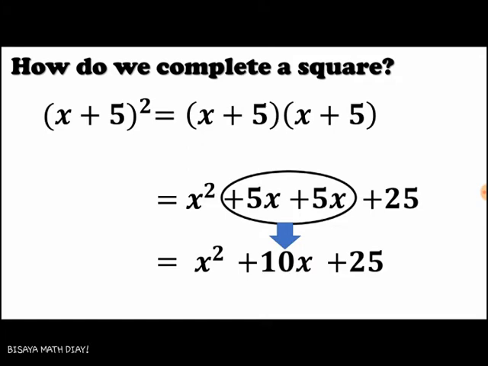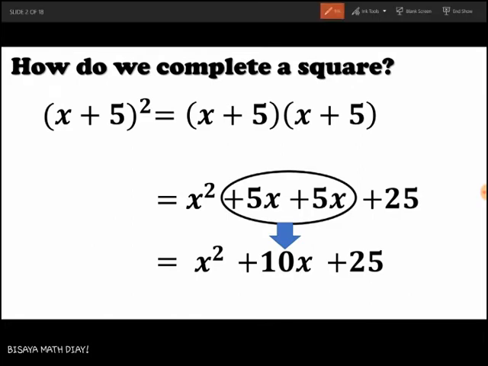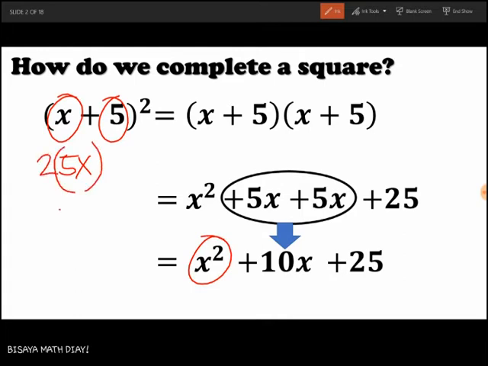Pwede po nato siya gamitan atong special product. X squared the first term. Kung atong square ang first term, square the first term, x, that is x squared, twice the product of the first and second term, so x times 5, that's 5x, times 2, kasi twice, that will give us 10x, which is ang atong middle term. Then we square the last term, that's 5, the result is 25, so you have 25 here.